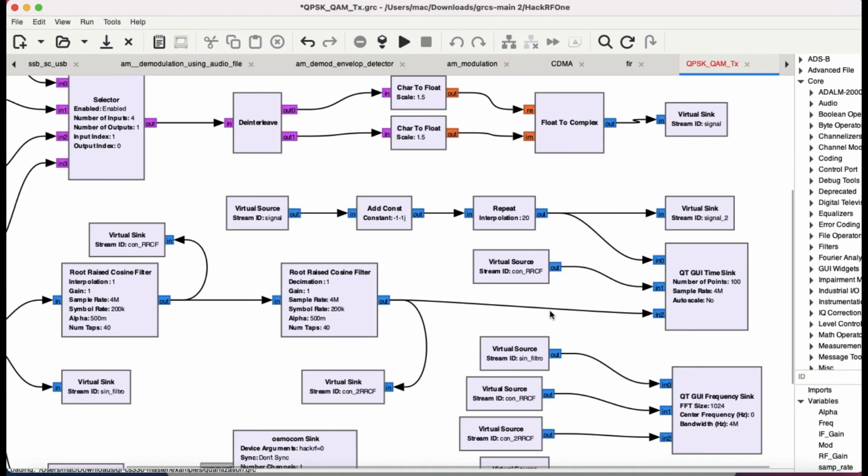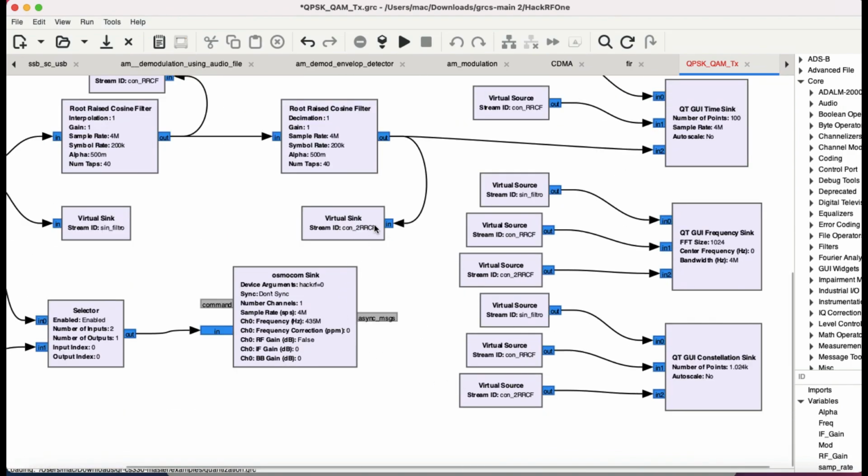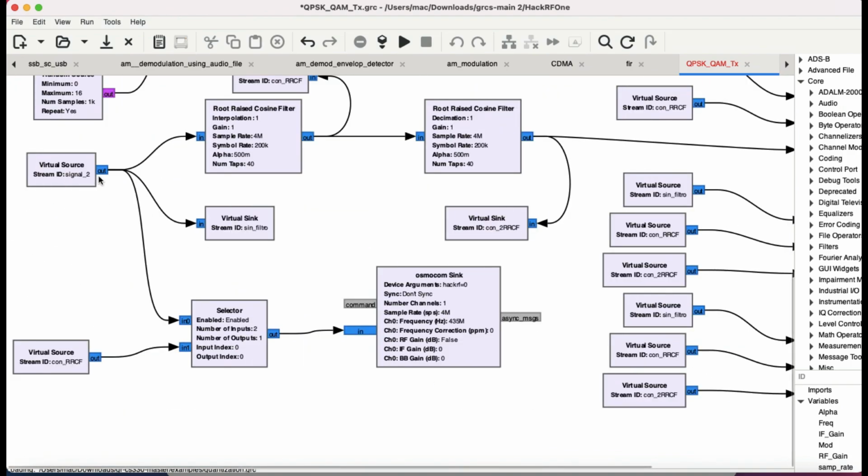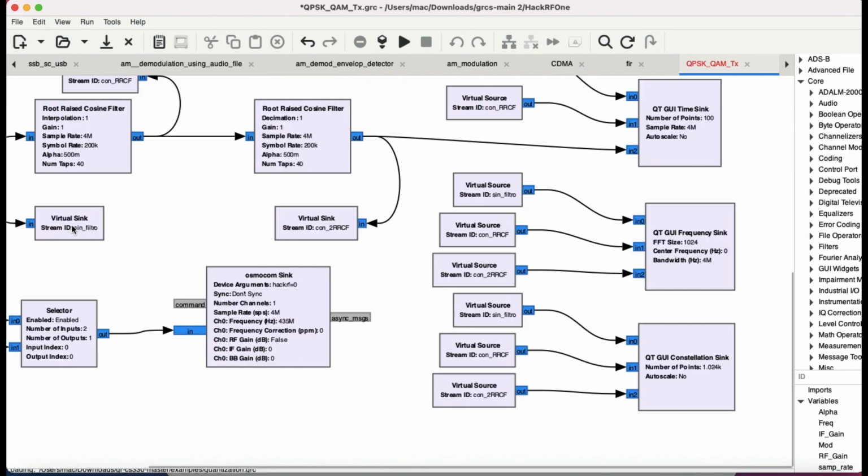This is also being injected into a GUI time sink, and after the GUI time sink block, this is also going into a virtual sink. After that, this signal is also being sent to a selector block, and from that selector block it's being transmitted using an Osmocom sink, which I have connected my HackRF to. All of these inputs that you're seeing can be visualized using your time sink, frequency sink, or your constellation sink. So this is basically the idea behind this particular flow graph that you're looking at right now.